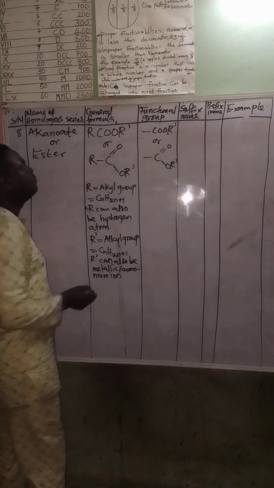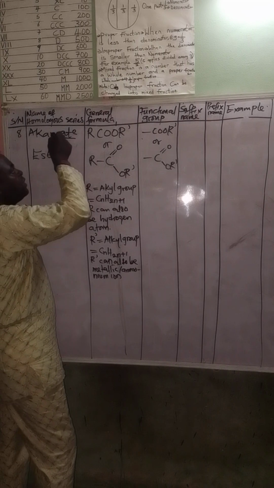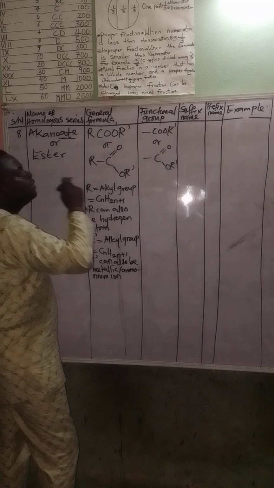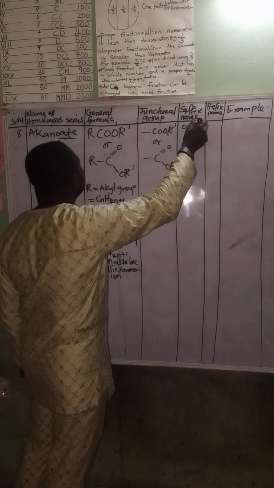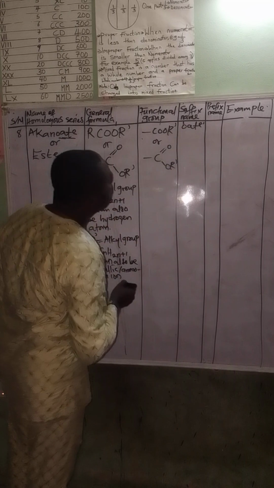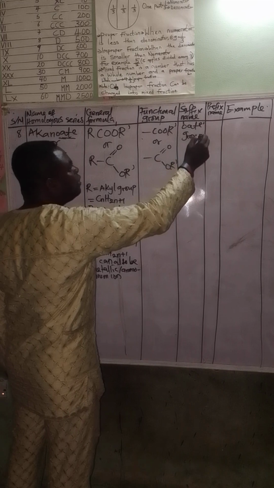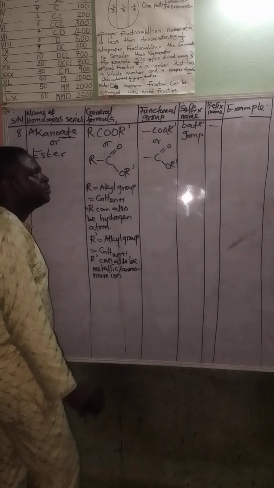And the suffix name, don't forget, the last four letters, 1, 2, 3, 4. So that is the suffix name, oate, oate group. While the prefix name is dash.